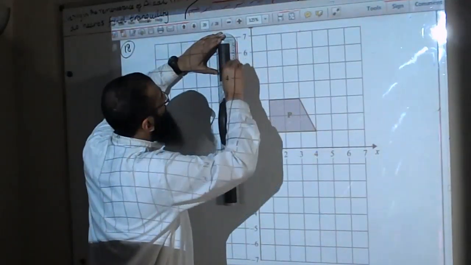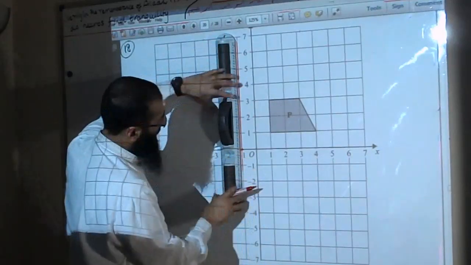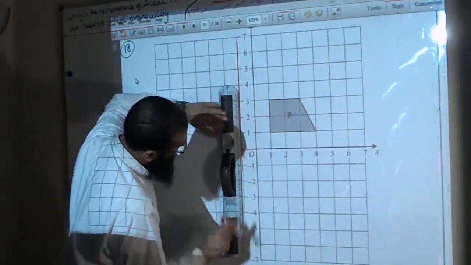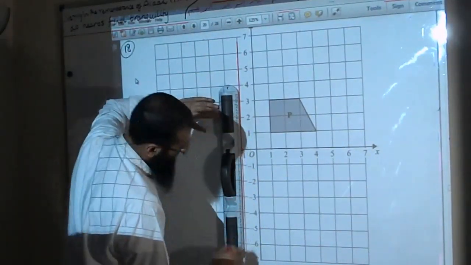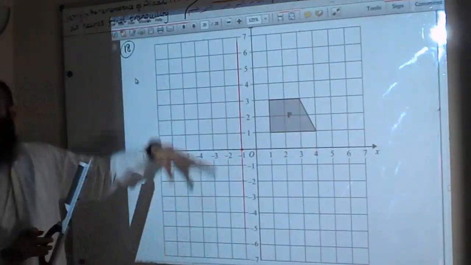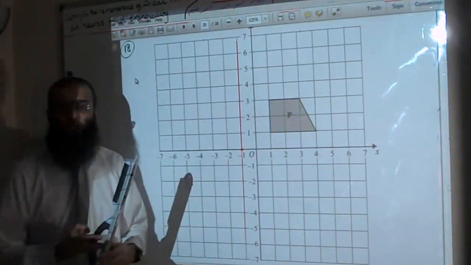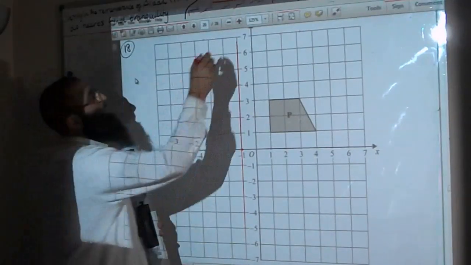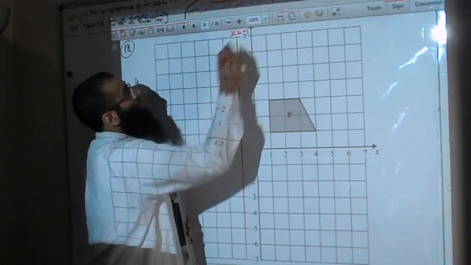Even though the x-axis is horizontal, the line x equals minus 1 is a vertical line. Why is it vertical? Because everywhere on that line x has a value of minus 1. Okay, so I'm going to label that here. x equals minus 1.